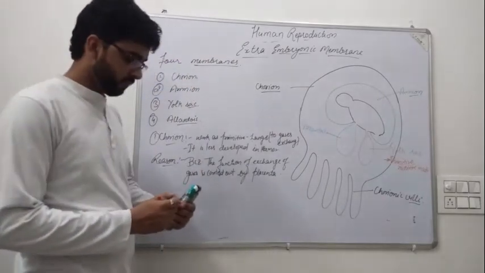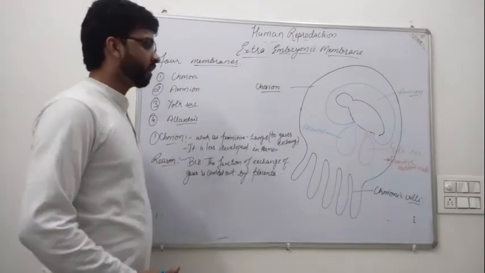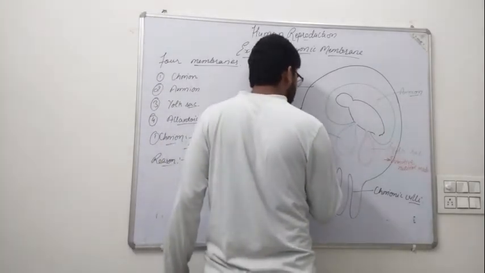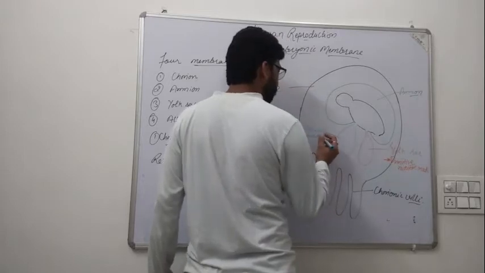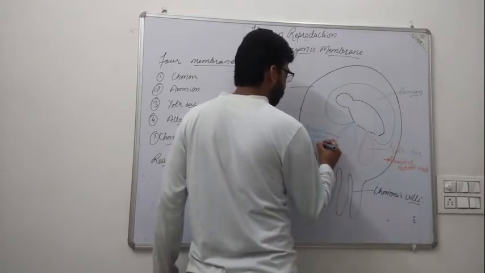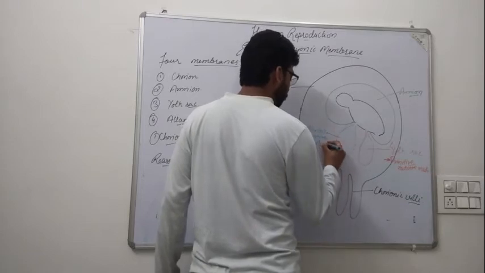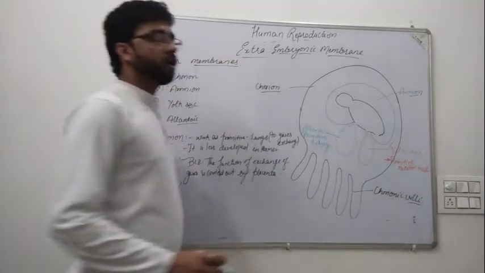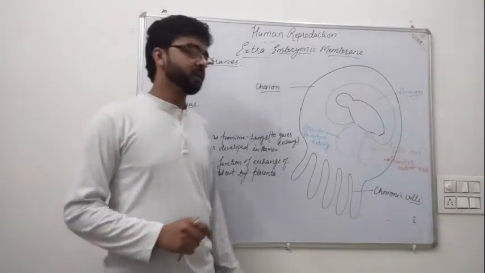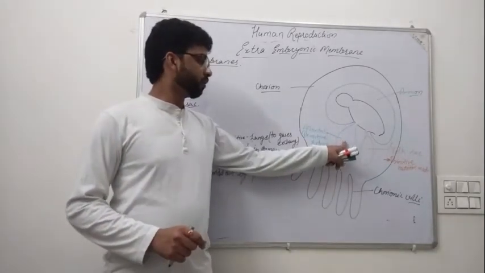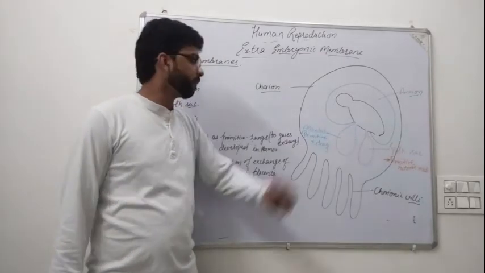Allantois. Allantois also works as a primitive kidney. Means all excretion, all nitrogen waste are excreted out in this pouch-like structure, allantois.